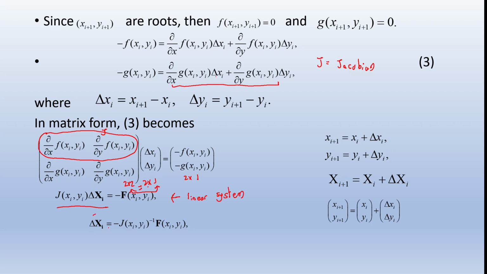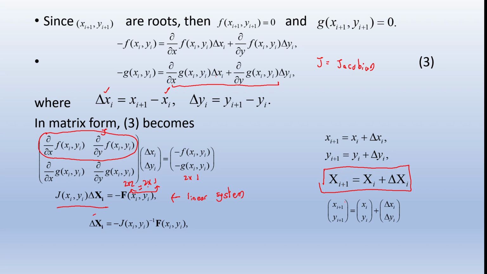And then we can solve for Δxi using the inverse matrix method. So here Δxi is equal to negative inverse Jacobian multiplied by vector F. Once we obtain Δxi, our purpose is, given xi, to get the root xi plus 1, yi plus 1. Since Δxi is known, xi plus 1 is xi plus Δxi, and yi plus 1 is yi plus Δyi. In vector form, vector xi plus 1 equals vector xi plus Δxi.